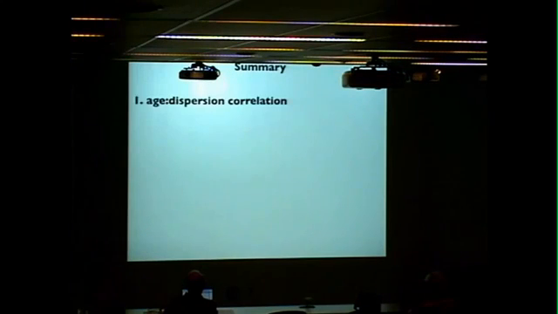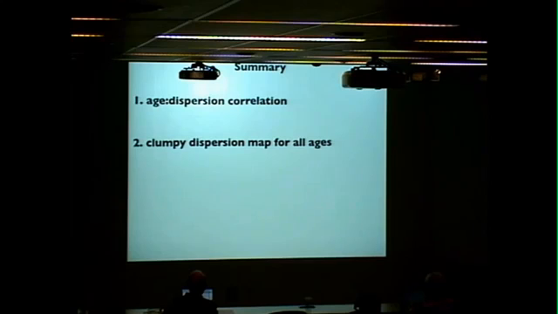In summary, we've seen a clean monotonic age dispersion correlation in stars in the stellar disk. We've seen a clumpy dispersion map for all ages, and high overall dispersion and heating rate compared to what we see in the Milky Way. Thank you.